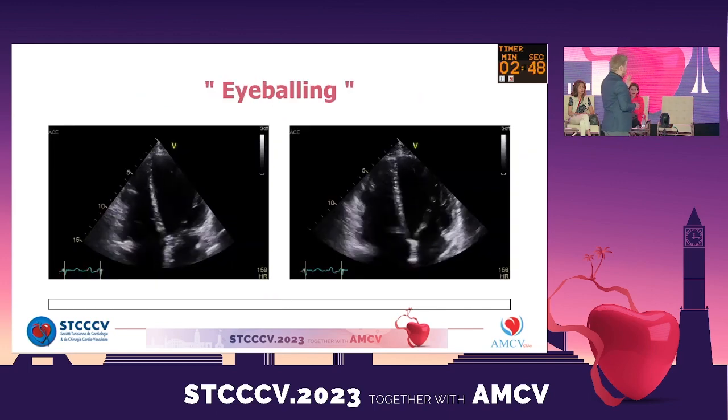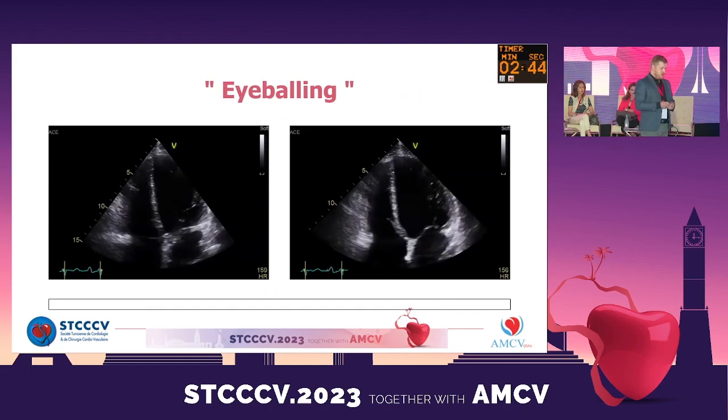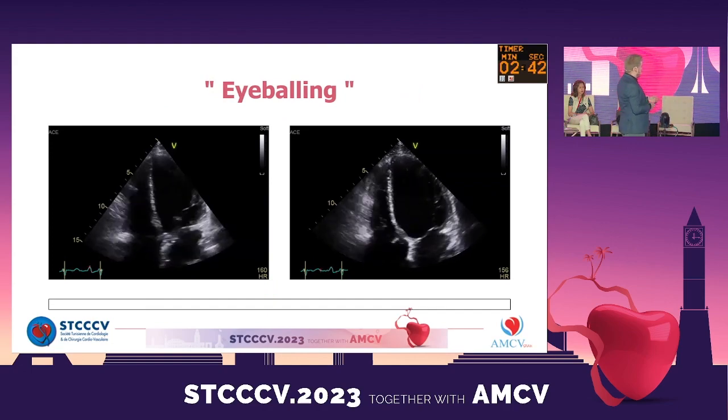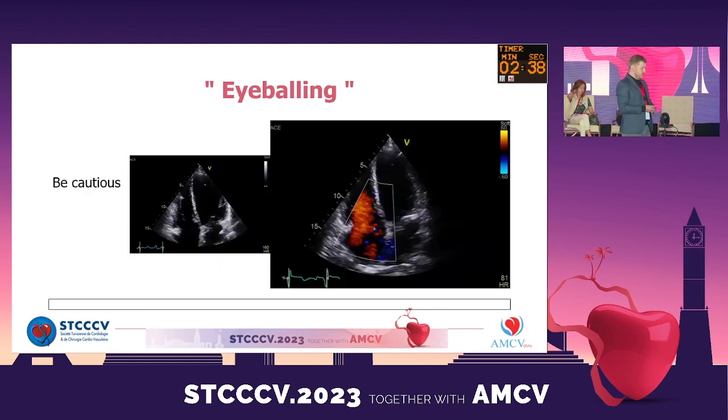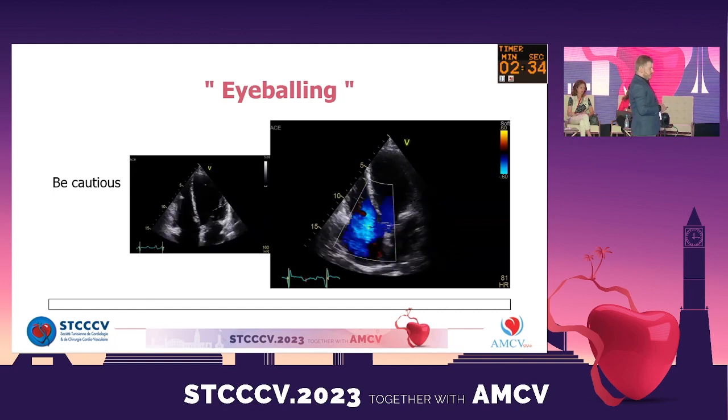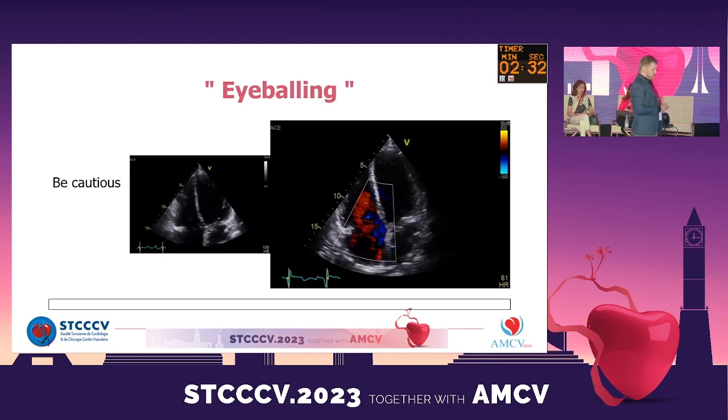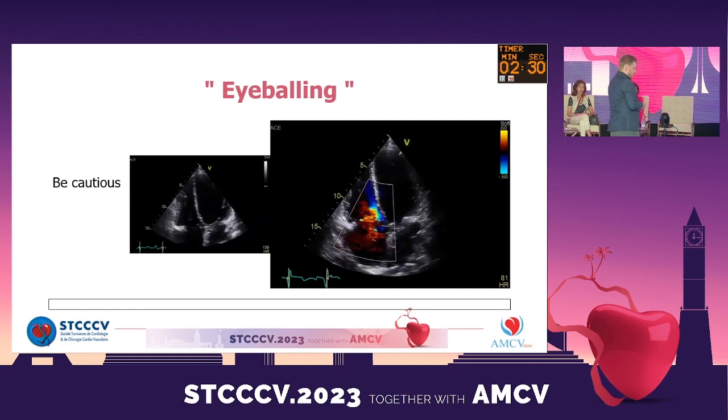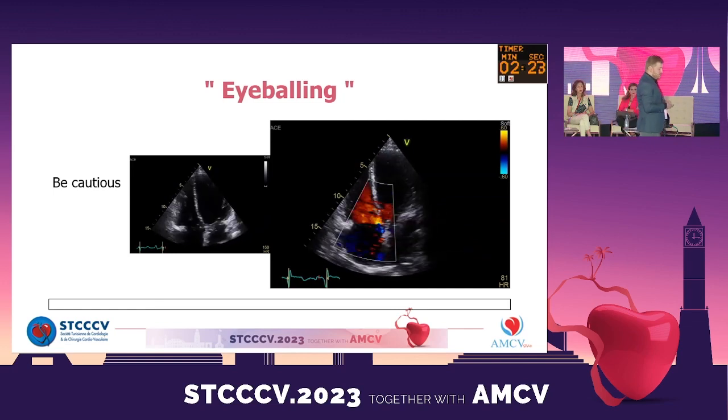Just very important, eyeballing is not a good method of evaluation, because in this patient, for example, you can say that it's normal, but if I show this, there's a torrential TR that leads to abnormal afterload condition.